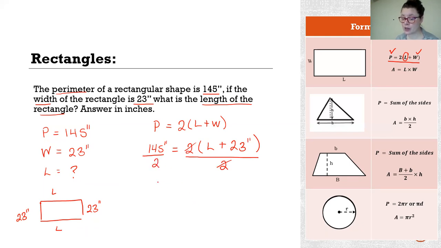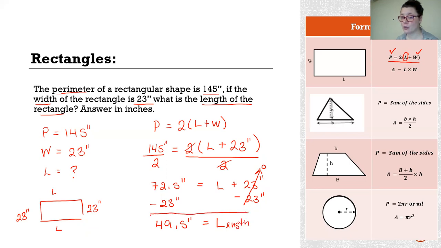So 145 divided by 2 leaves us with 72.5 inches equals, and now we don't have to keep the brackets because we got rid of the 2 that's in front, length plus the width of 23 inches. Now we're down to a really simple algebra question like you've had before. Subtract 23 inches. And this goes to 0. 23, take away 23, leaves me with 0. So I have length. And 72.5, take away 23, leaves me with 49.5 inches. So not overly complicated. Easy enough to figure out.